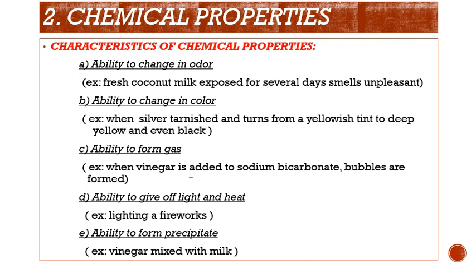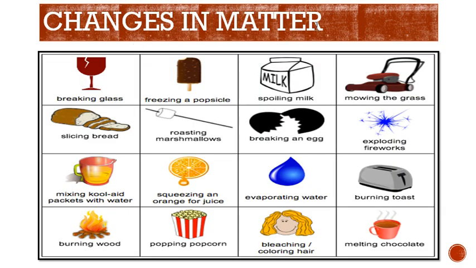Now, since we mentioned changes in matter, let's proceed. Changes in matter. So see, matter, aside from its states, four states, again, we have solid, liquid, gas, and plasma. Matter also has two properties. We have physical and chemical properties. Matter also can undergo changes. So in this example, or in this figure, we have breaking glass, slicing bread, mixing Kool-Aid packets with water, burning wood, and so on as examples of changes in matter.